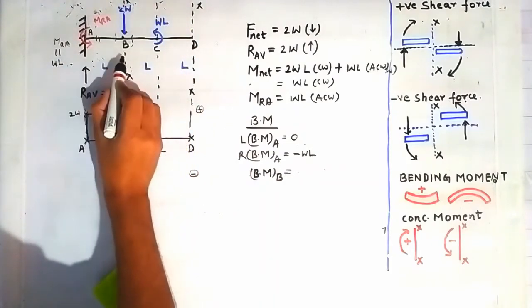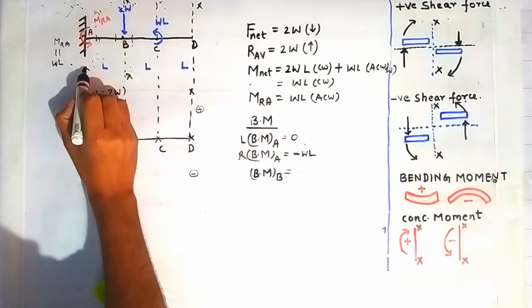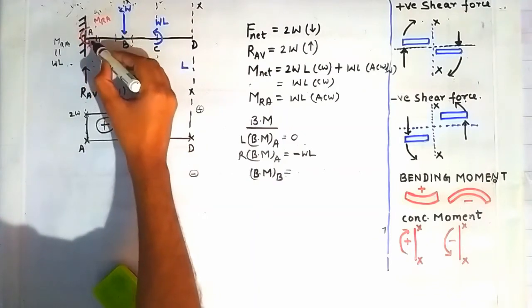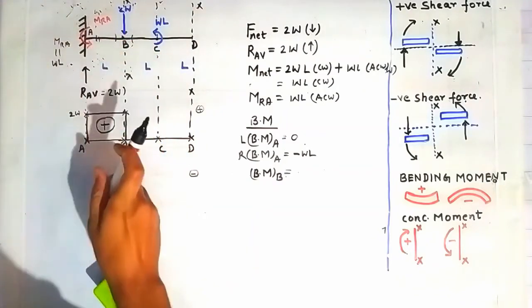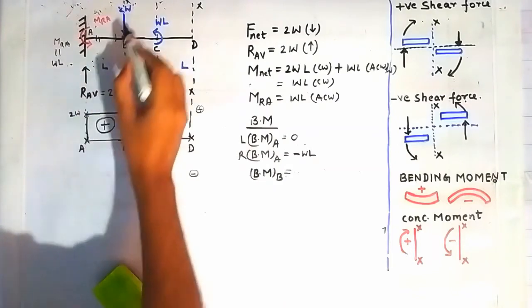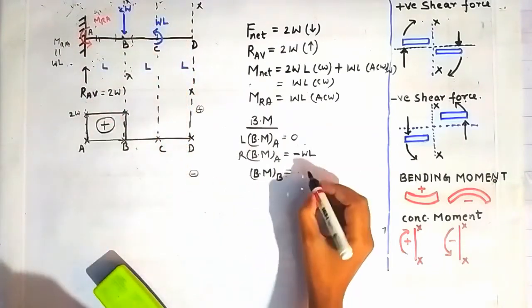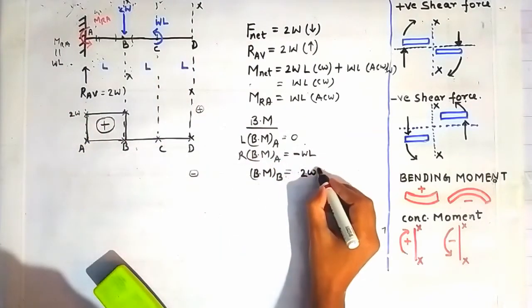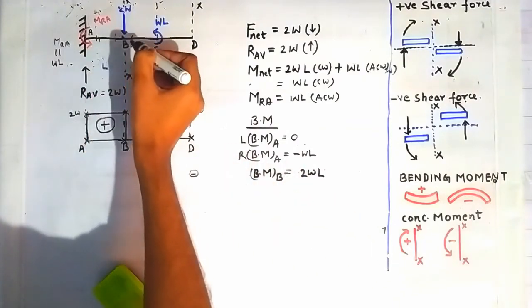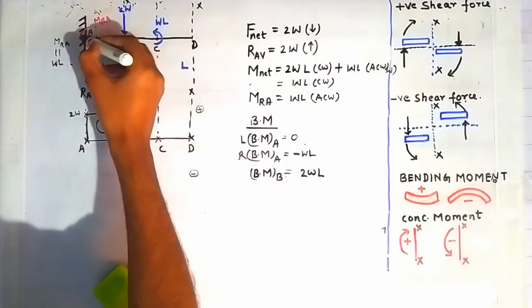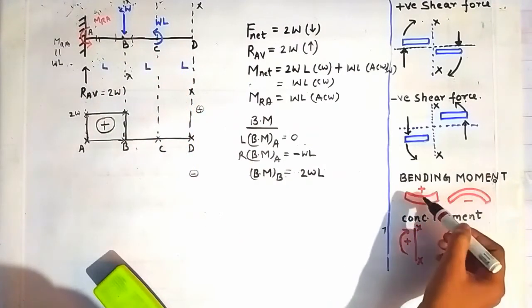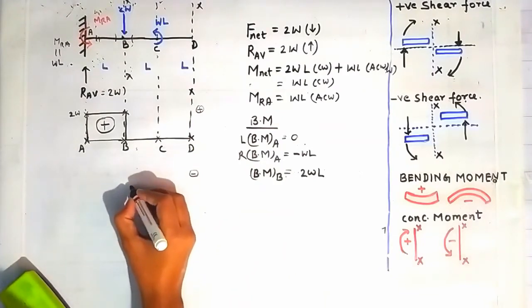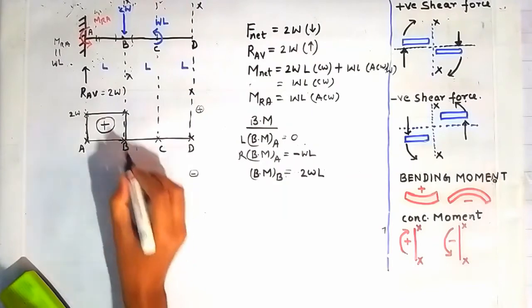On the left side of this section you can see that there is this force, this load acting here at the point A, and the concentrated moment is acting at this point A. Because of this force there will be a bending moment at this section XX, which will be given by 2W, that is the magnitude of that force, into this distance L, and it will create a sagging bending moment. Sagging is treated as positive. This is sagging, so we treat it as positive.